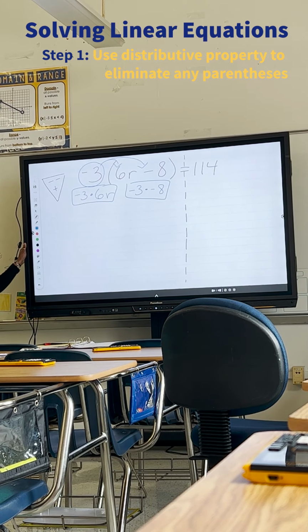Now let's simplify. -3 times 6r. So we have a -3 times 6. A negative and a positive give us what product? Negative, okay? And then, does this undo right here? Yes. Okay, so that's how I would address your concern earlier. I would just do that.